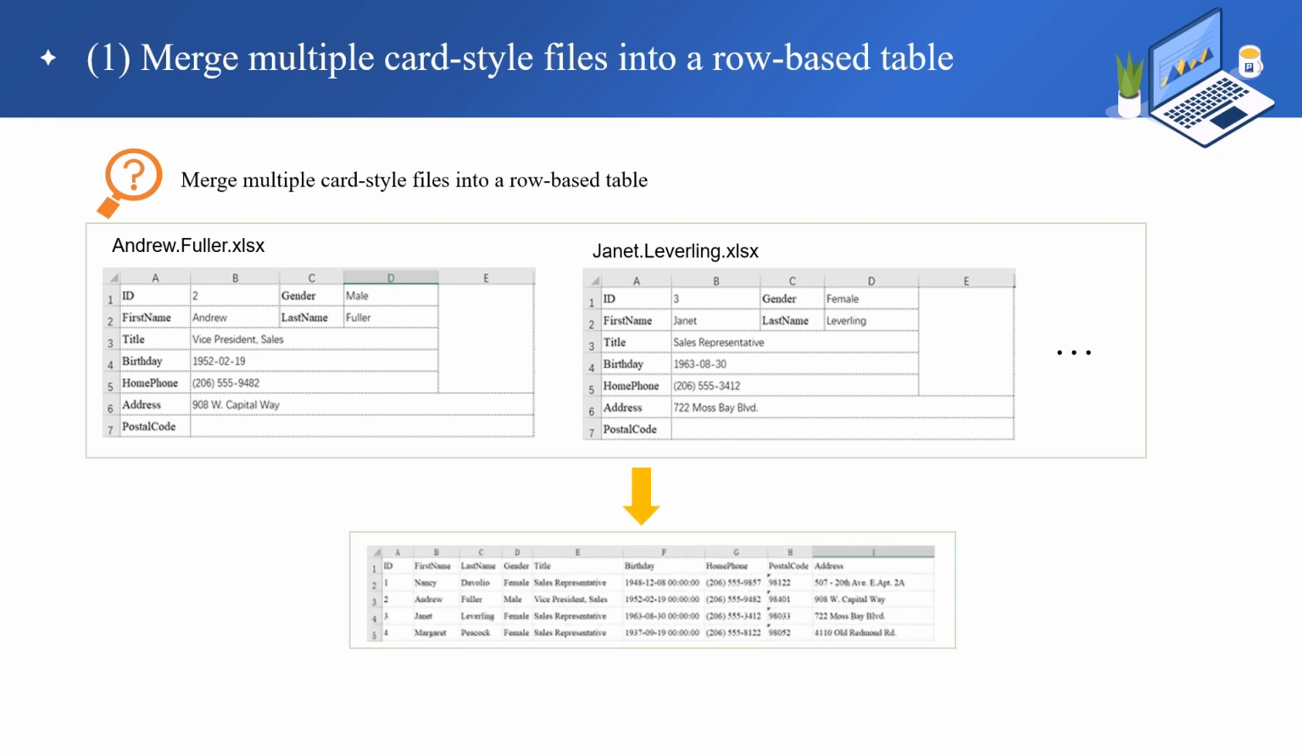By observing the data, it can be seen that the cell containing the same information is in the same position on each card. For example, the ID values are all in cell B2, and the title values are all in cell B3. So, similar to aggregating by cell positions, we need to read the values of these fixed position cells and then write them into a row-based table.